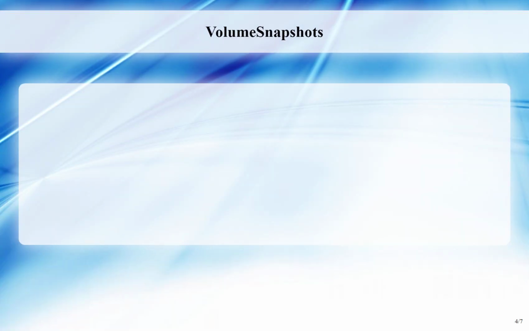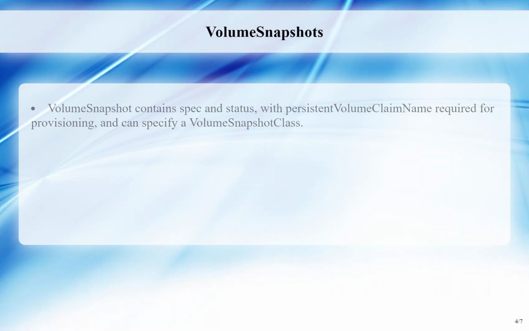Volume snapshots. Volume snapshot contains a spec and a status, with persistent volume claim name being the required field for dynamically provisioning a snapshot. By specifying the name of a volume snapshot class with volume snapshot class name, a particular class can be requested.